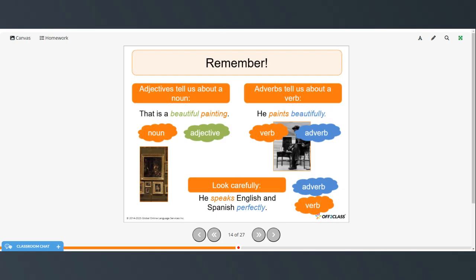Okay, so adjectives tell us about a noun. That is a beautiful painting. Adverbs tell us about a verb. He paints beautifully. So here, he speaks English and Spanish perfectly. So perfectly modifies the verb speaks.